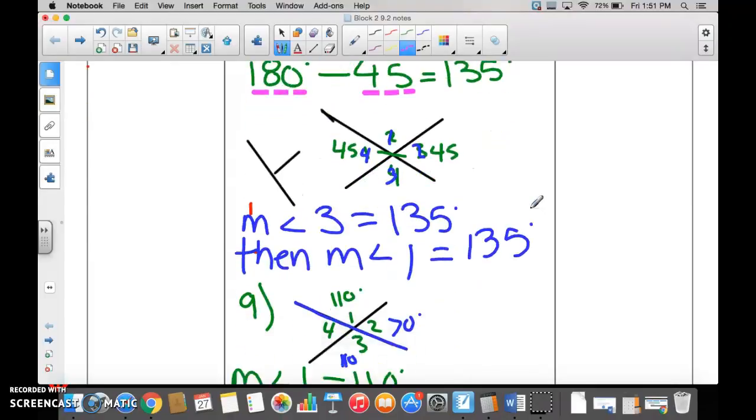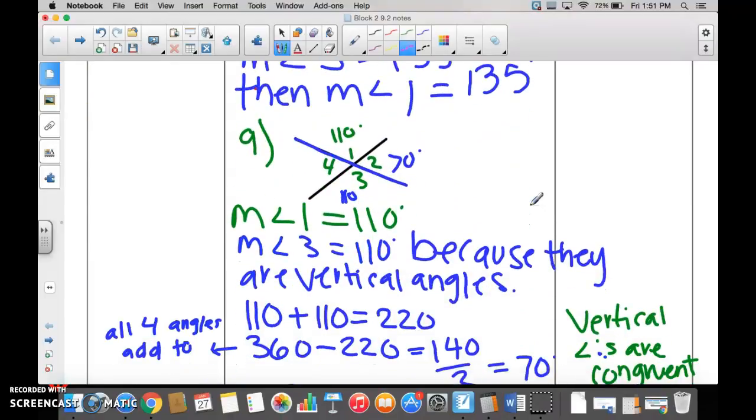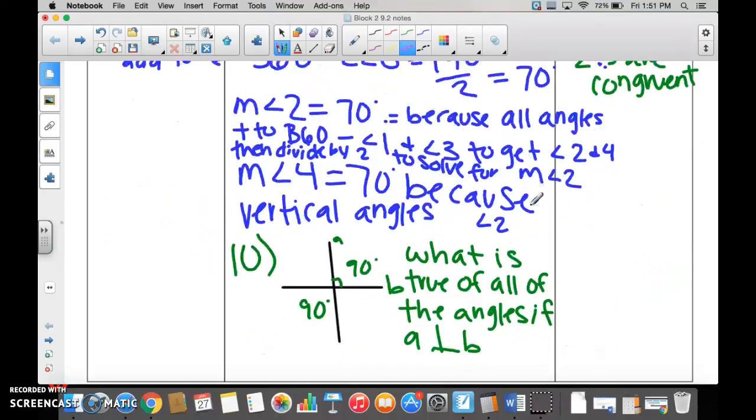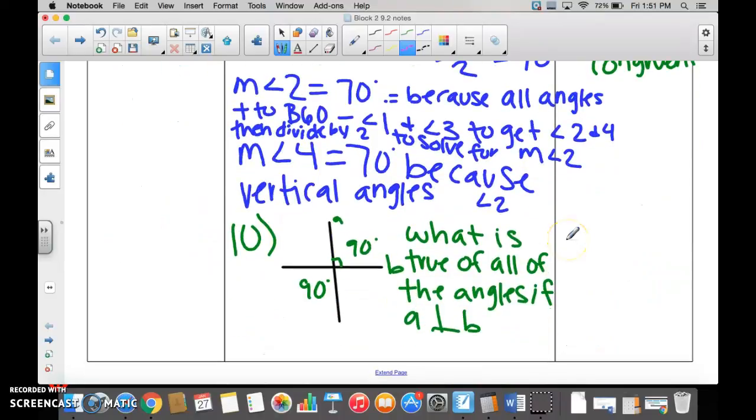We did another example there, which you can look at on your own in your notes. And then our last one is we drew two intersecting lines, and we said what is true of all angles if line A is perpendicular to line B. And again, our hint is, remember, what does the definition of perpendicular mean? And it means that it creates four right angles. So we know that all of these angles are 90 degrees.